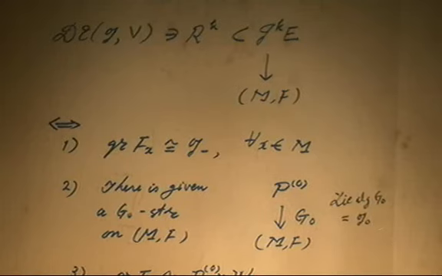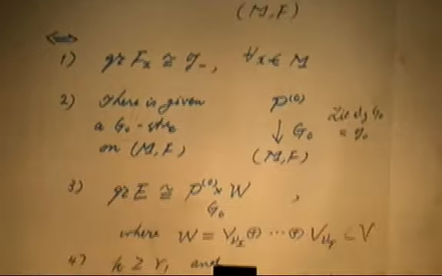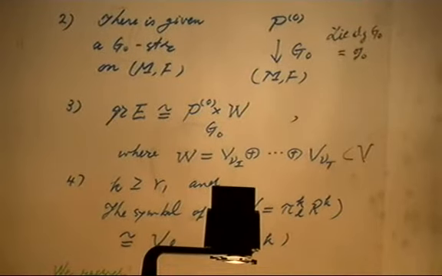So G0 is the real algebra of G0. That is, G0 is the zeroth component of our G. So here the first condition and second condition are conditions on the filtered manifold on which our differential equation is defined. And the third condition is about the unknown function.